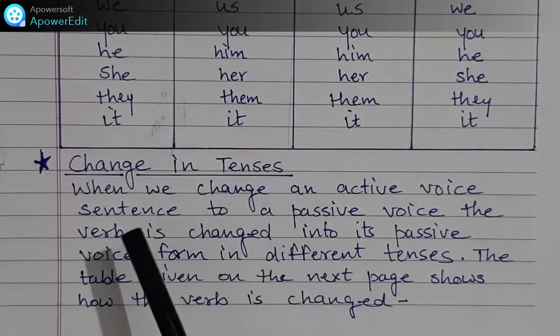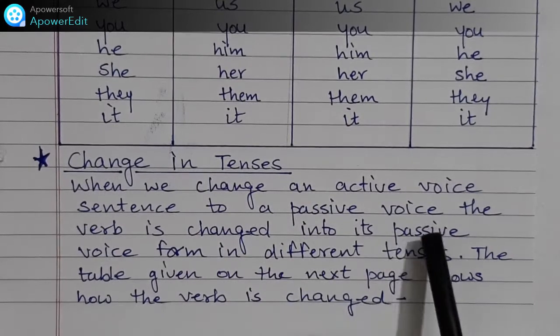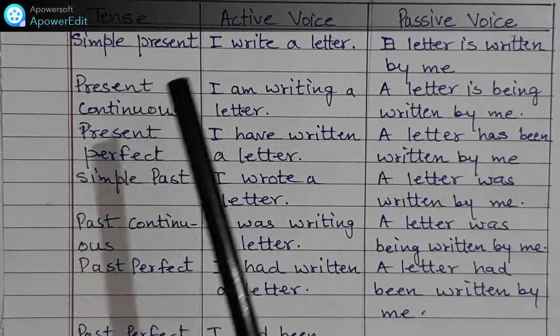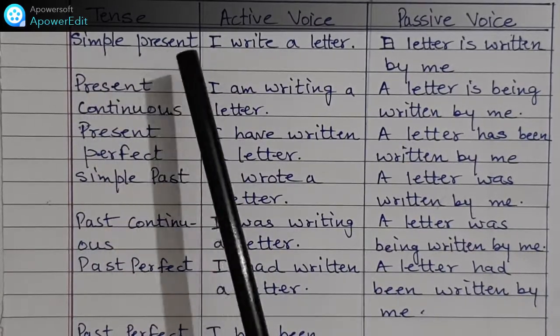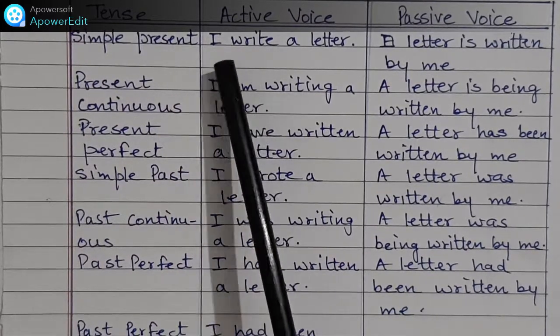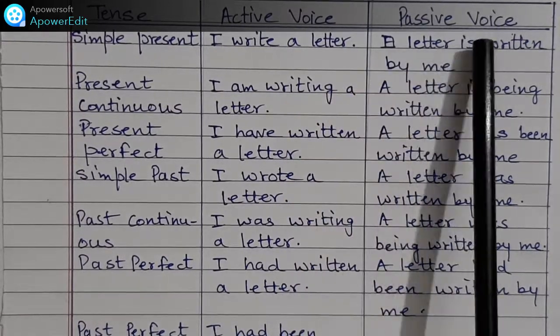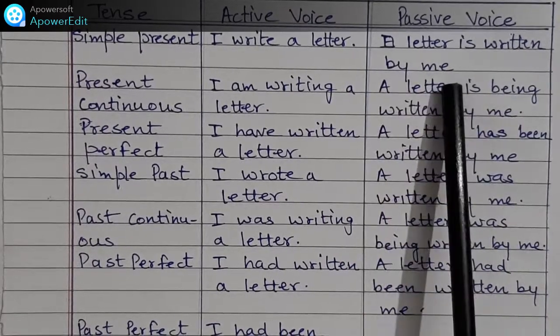Change in tenses. When we change an active voice sentence to a passive voice, the verb is changed into its passive voice form in different tenses. The table given on the next page shows how the verb is changed. If the active voice sentence is in simple present tense, for example, I write a letter, when we change it into passive voice, then it will change into a letter is written by me.